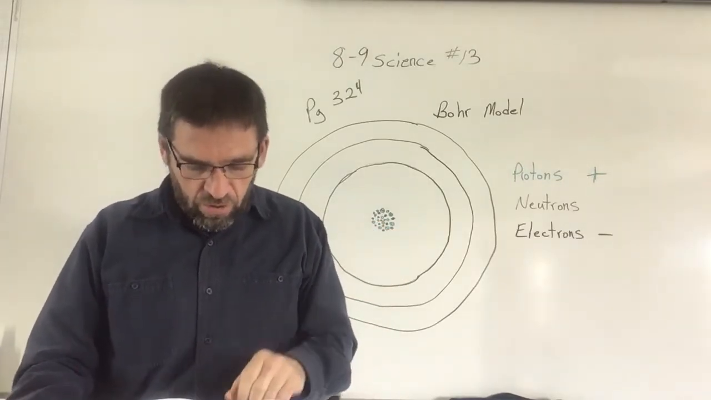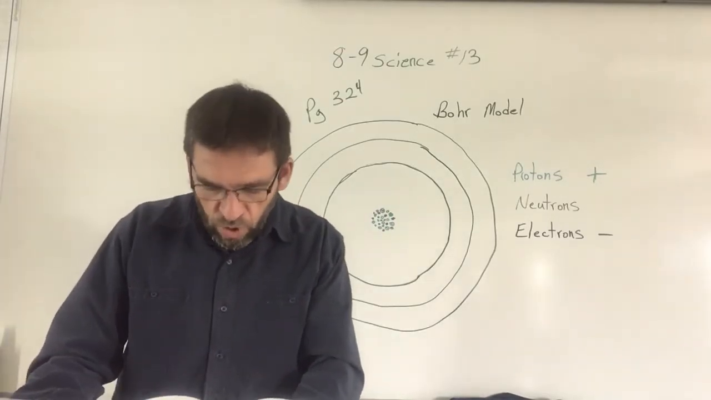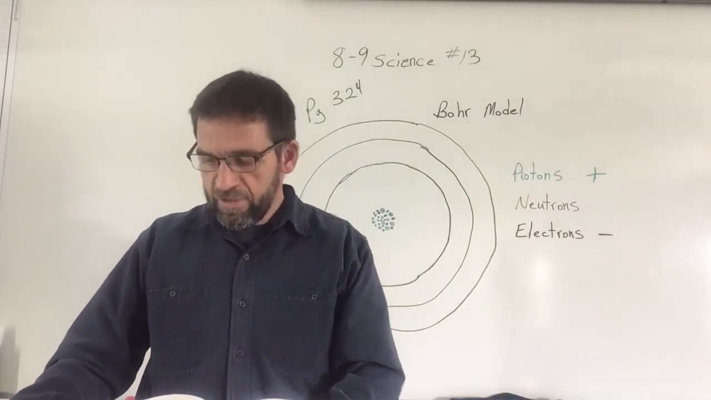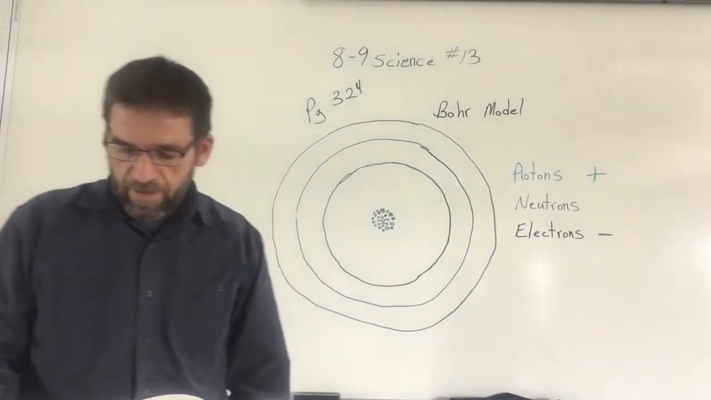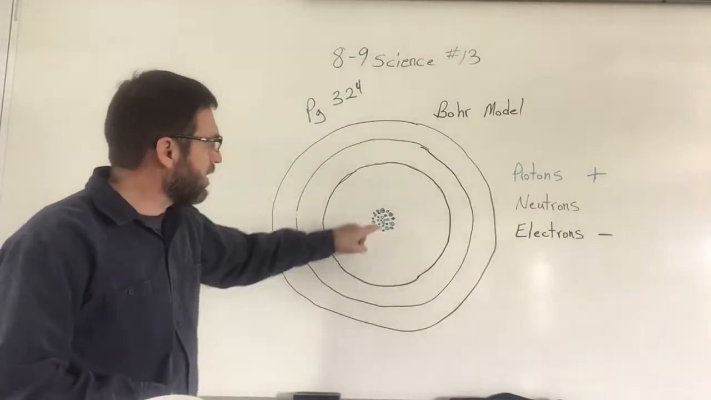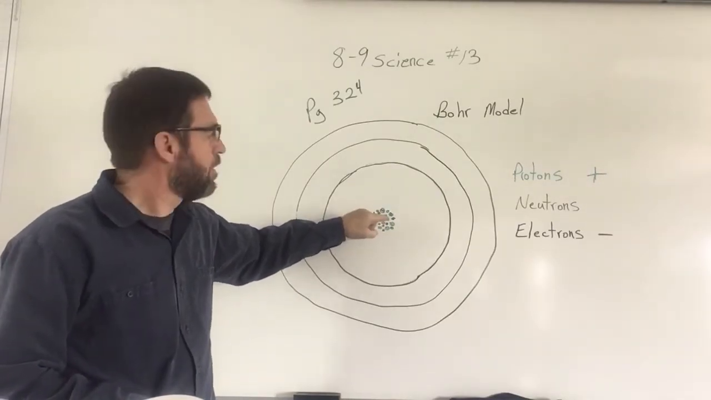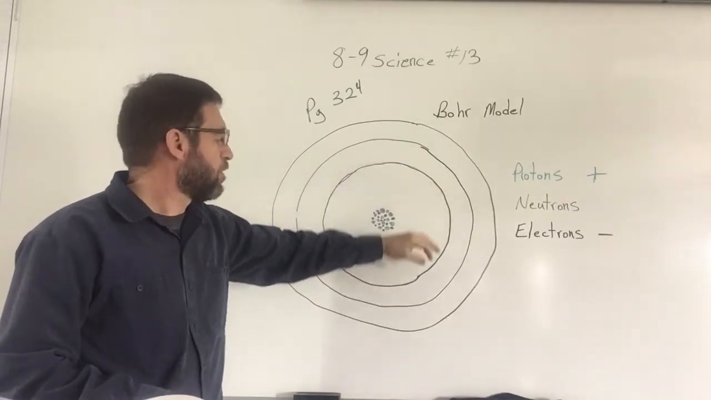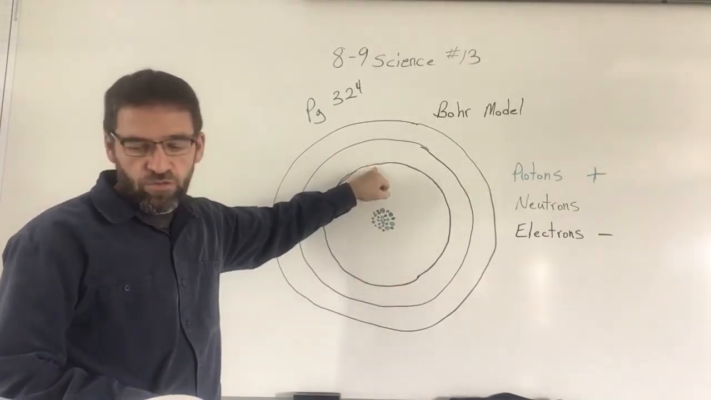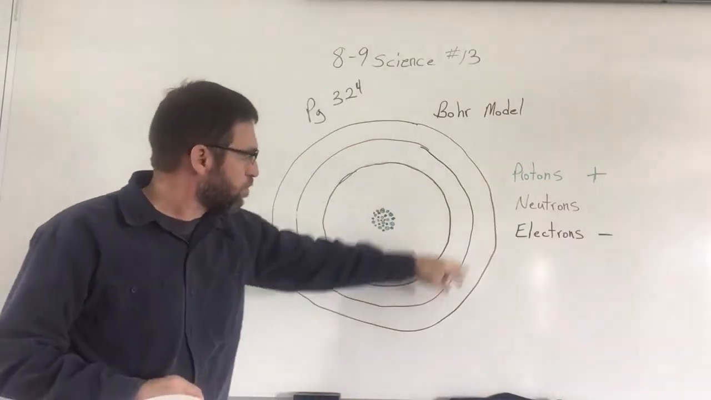Number 10, you had to draw what the Bohr model for an O atom would look like. If you were to draw this one, let me tell you what you would do. You would put 8 neutrons in the middle and 8 protons. And then in the first circle, you would put 2. You were going to put 8 in there. And so in the next one, you'd put 6. In the second circle, you'd put 6 of them.